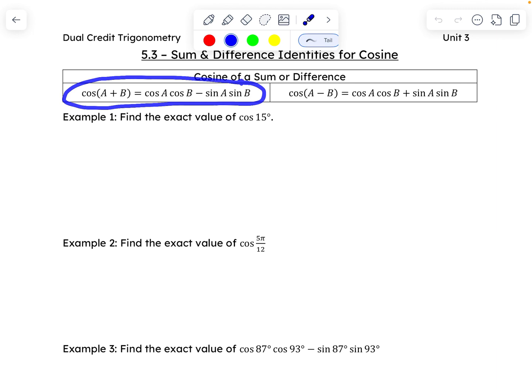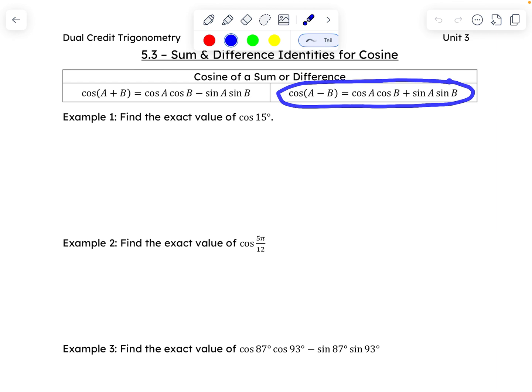And that would equal the cosine of A times the cosine of B minus the sine of A times the sine of B. And then if I have my difference, cosine of A minus B, that would equal the cosine of A cosine of B plus the sine of A sine of B. So let's look at a couple of examples and see what this would look like.